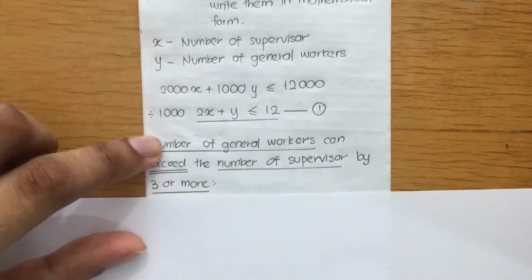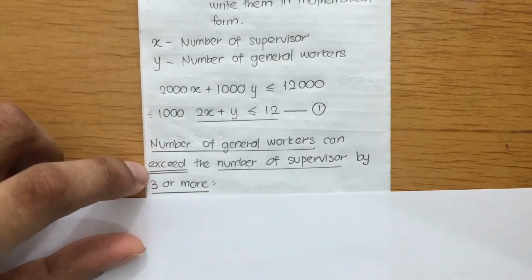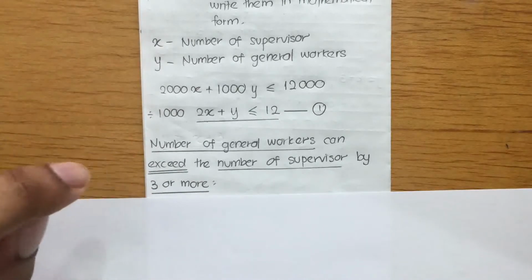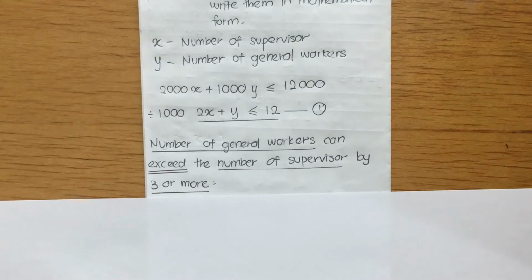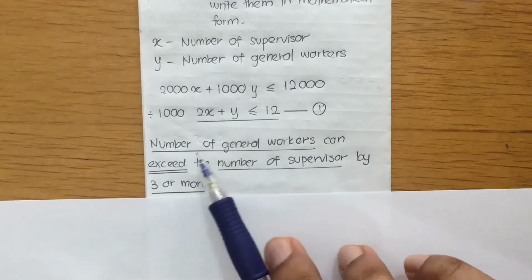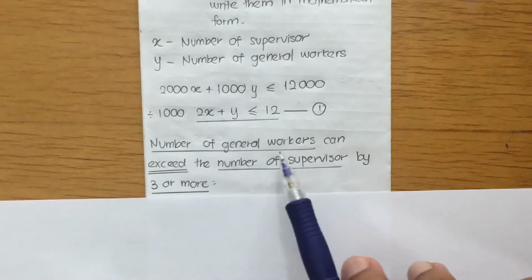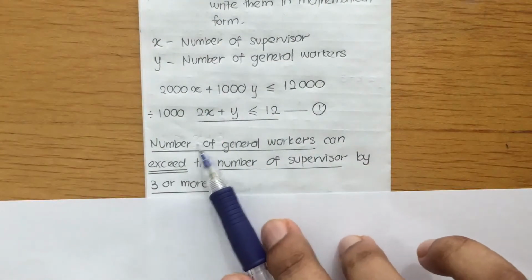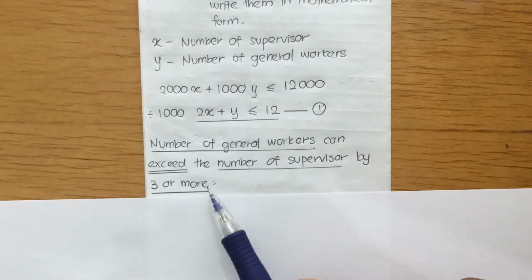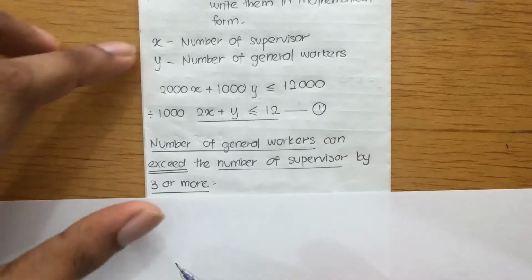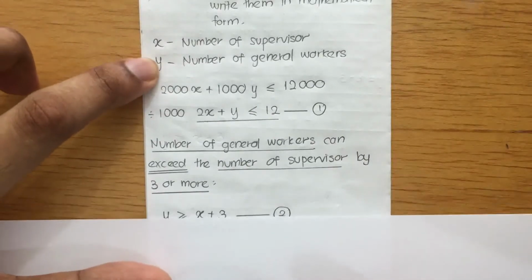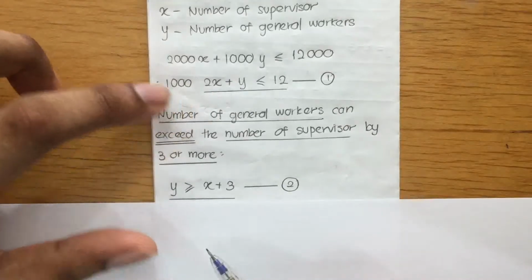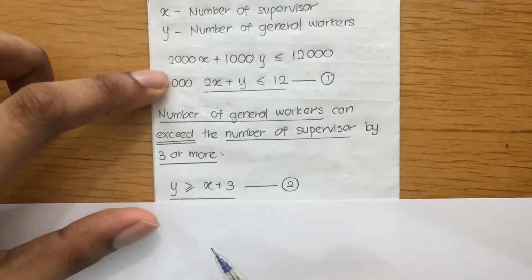For the next constraint, they mention that the number of general workers can exceed the number of supervisors by 3 or more. I want you to read the question carefully, guys. Which axis represents the number of general workers? Y axis. They mentioned that y can exceed x by 3 or more. From here we can denote that our mathematical form constraint will be y more than or equal to x plus 3. So this will be your second constraint, guys. Moving on to the last constraint.